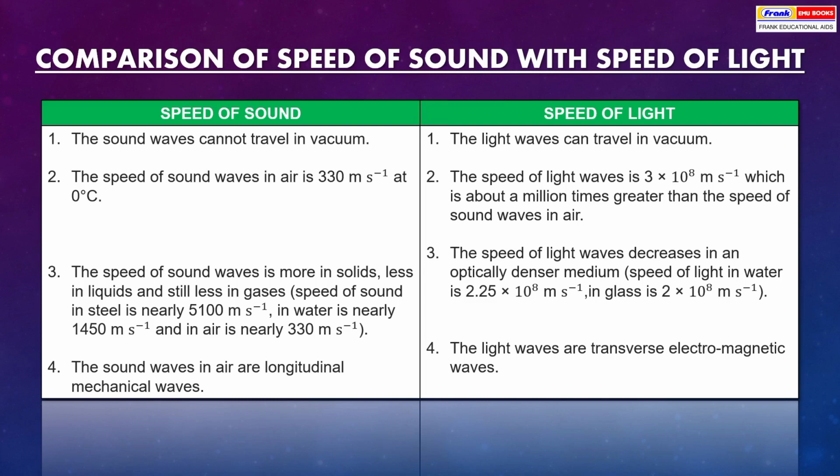The speed of sound waves is more in solid, less in liquid, and still lesser in gases, while in the case of light it is just the reverse. The speed of light waves decreases in an optically denser medium, meaning it is highest in gas and lowest in solid. The sound waves in the air are longitudinal mechanical waves. The light waves are transverse electromagnetic waves.